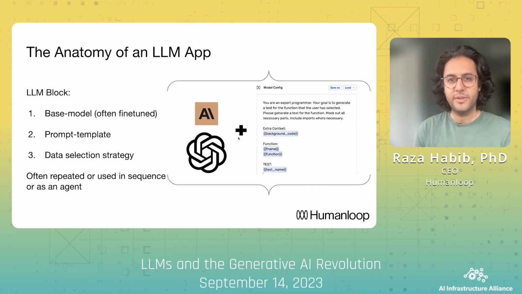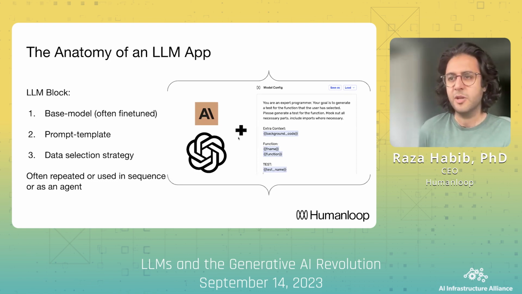Then there's usually a prompt template, and the prompt template is an instruction to the model, potentially with gaps for either user inputs or information you're going to retrieve from another system. And finally, there's a data selection strategy. How am I going to get the information that goes in the prompt template? And that's an LLM block. Most LLM applications are composed of either repeated units of these blocks, maybe composed in an agent, or these blocks interspersed with the normal logic of your application.